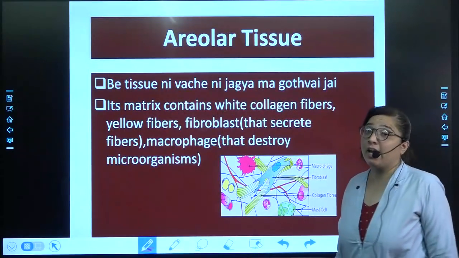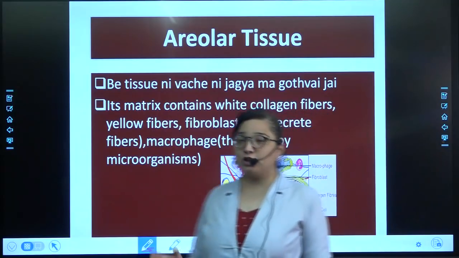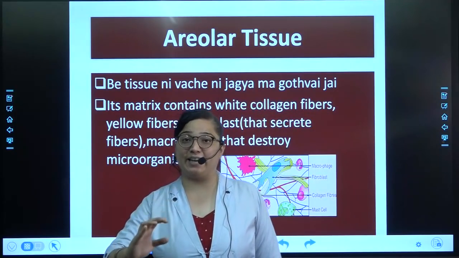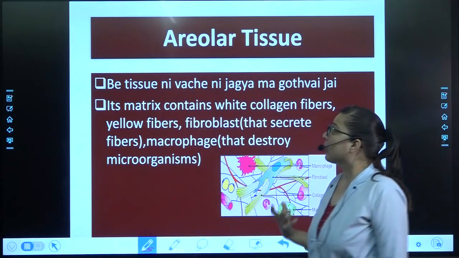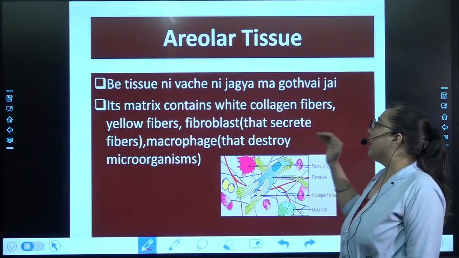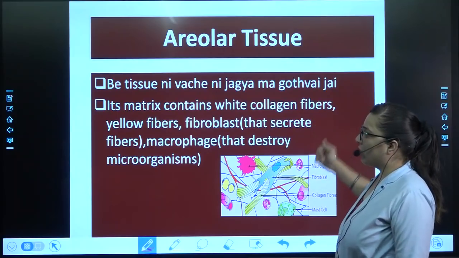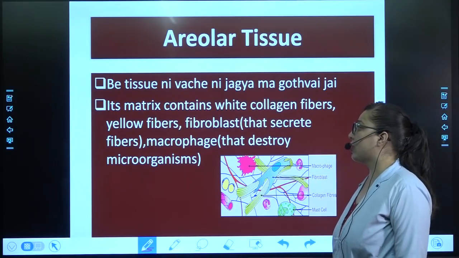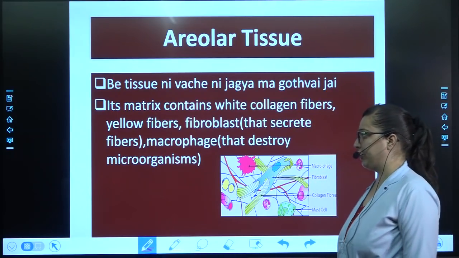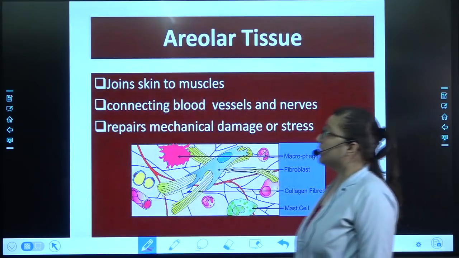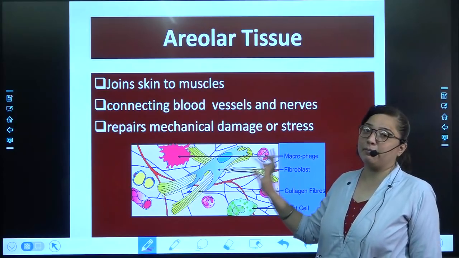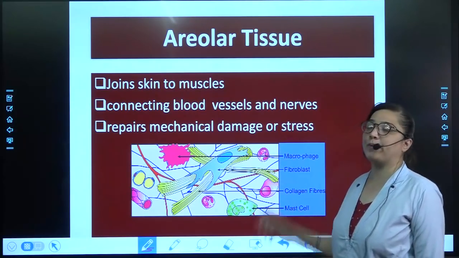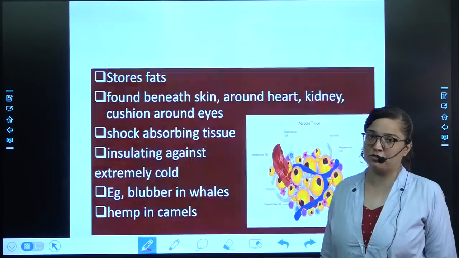Here it is areolar tissue. Between any two tissues where there is space, at that place it will settle out. That is areolar tissue. What does its matrix contain? Its matrix contains white collagen fibers, yellow fibers, fibroblast and macrophage. Its function is to join the skin to the muscles, then connect the blood vessel to the nerves and repair the mechanical stress or damage.